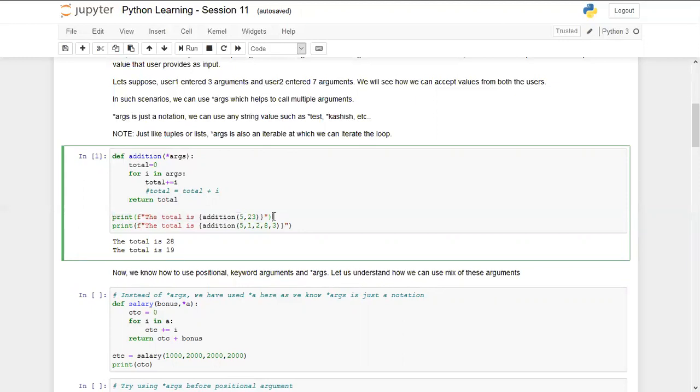Okay, there is something in the chat. Is star args a keyword? You can say that it's a keyword. Basically, using a star and any variable name tells Python that you want to accept multiple values from the user in a user defined function. And args is just a notation. You can use any name like star a. In the next example I will show you how you can do that. But yes, you can say it is a keyword, but it's actually not. It's just a notation that tells Python that you are ready to accept multiple values from the user.